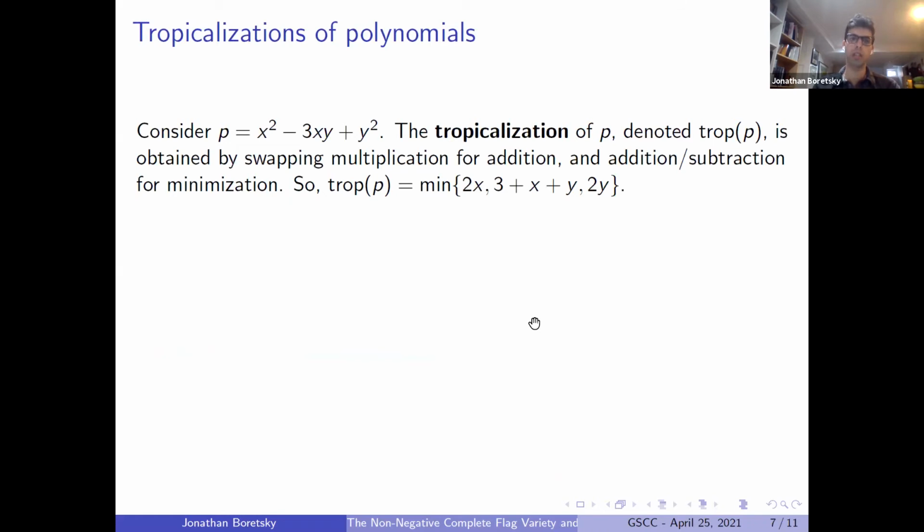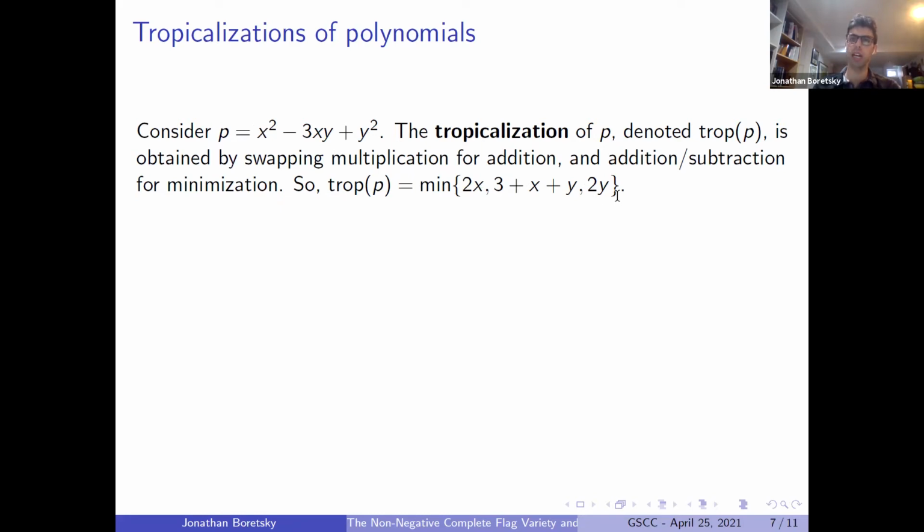So again, I'm going to define things by example. Here's a polynomial, x squared minus 3xy plus y squared. And we're going to talk about the tropicalization of P. The way we get that is we switch multiplication for addition, and we switch addition and subtraction for minimization. So in this case, my x squared, which is x times x, becomes x plus x, or 2x. 3 times x times y becomes 3 plus x plus y, and y squared, y times y, becomes y plus y, which is 2y.